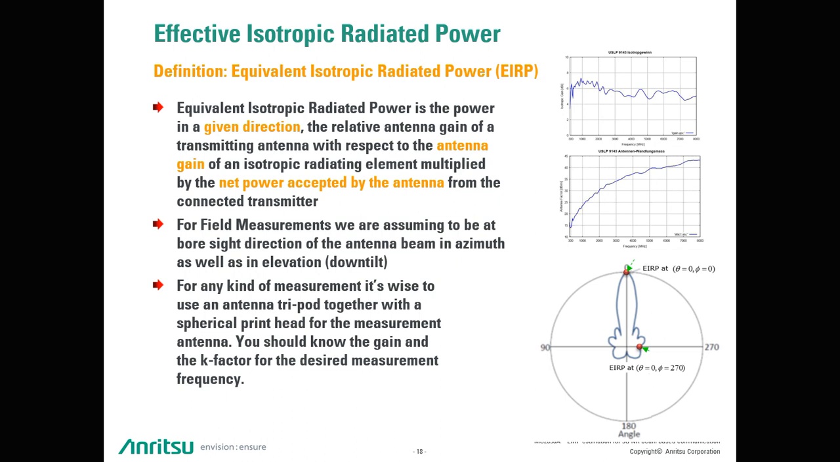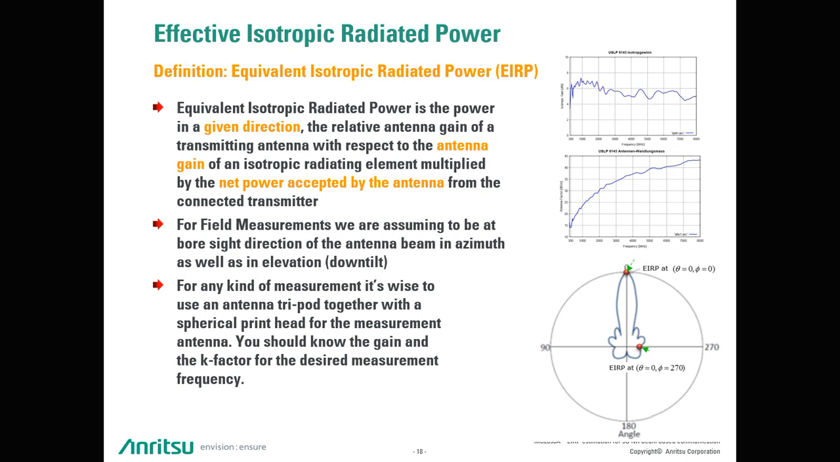As discussed before, we are assuming that we are in the bore side direction of the antenna beam in azimuth as well as in the elevation, in the down tilt. For any kind of reliable and repeatable measurements, it's therefore wise to use an antenna tripod together with a spherical printhead for the measurement antenna.